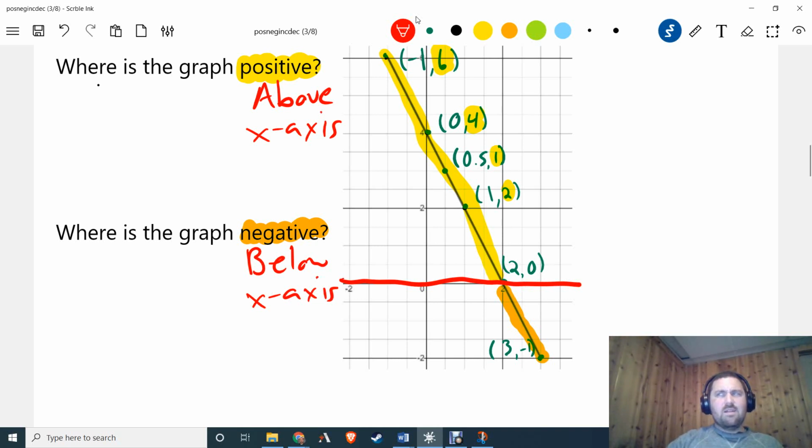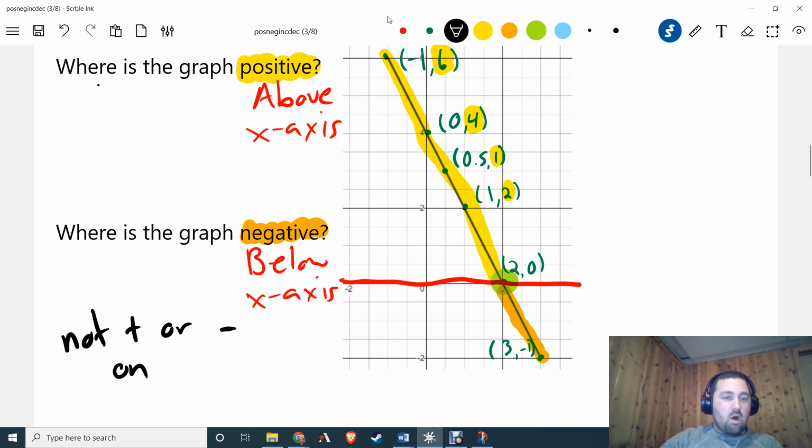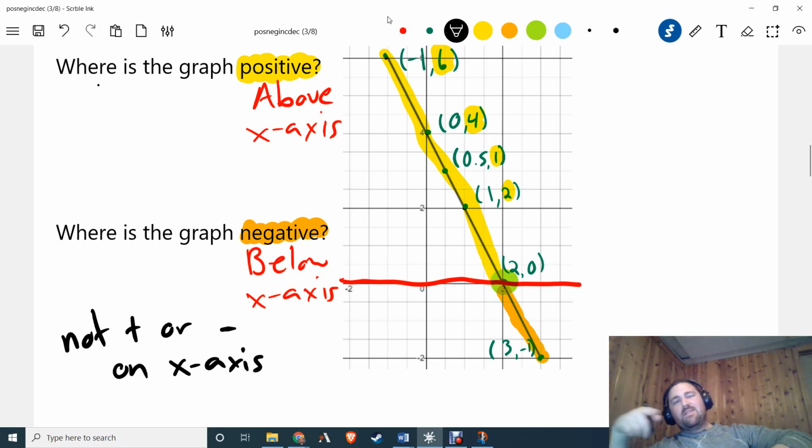What about not positive or not negative? Well, that's going to be where we are on the x-axis. So I could have one last bit: we say not positive or negative is on the x-axis. Okay. Kind of the same idea as with the table. We're pointing at things, we're saying this spot, this spot, this spot.